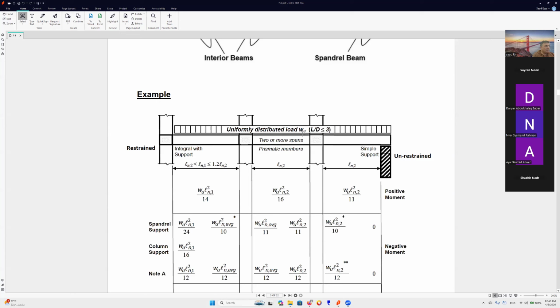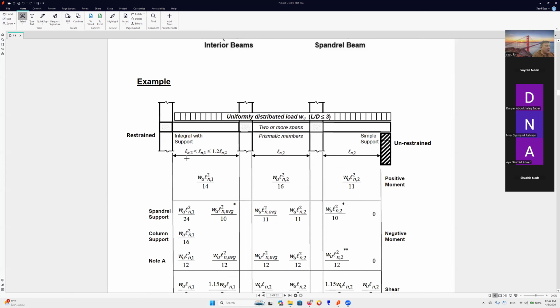So uniform distributed load, where the ratio of live load over dead load is smaller than or equal to 3. And here we have the wall unrestrained, so at the hinge the moment is equal to 0. Here we have Ln2, and we have Ln1, and here we have 1.2 Ln2.